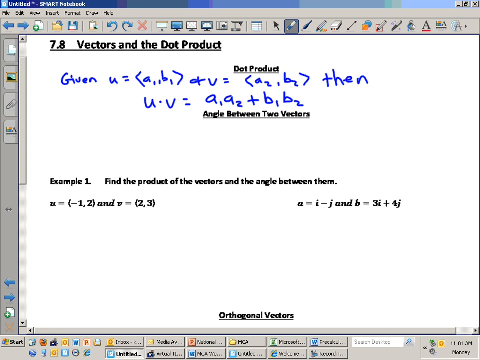That's how we multiply. We multiply the two A values. We add it to the two B values multiplied. Any questions on that? That looks pretty straightforward. Here's another one.